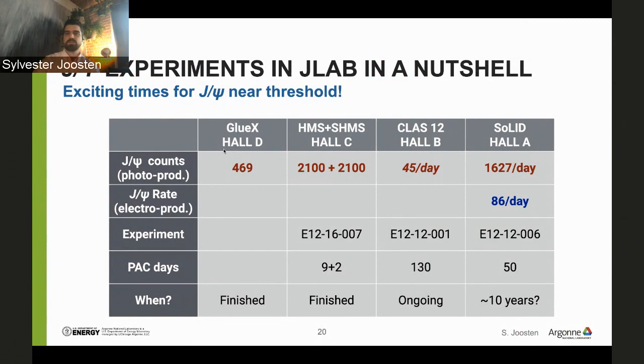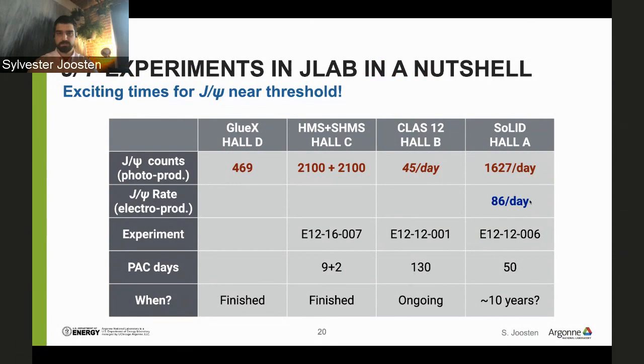And then in SoLID, which is a next generation experiment for Jefferson Lab, we really will be able to shift the paradigm and measure J/psis not just in photoproduction, but in direct electroproduction, extremely close to the threshold, and get sensitivity to cross sections below 10 to the minus 3, which really will map out the threshold region like no other experiment can do.